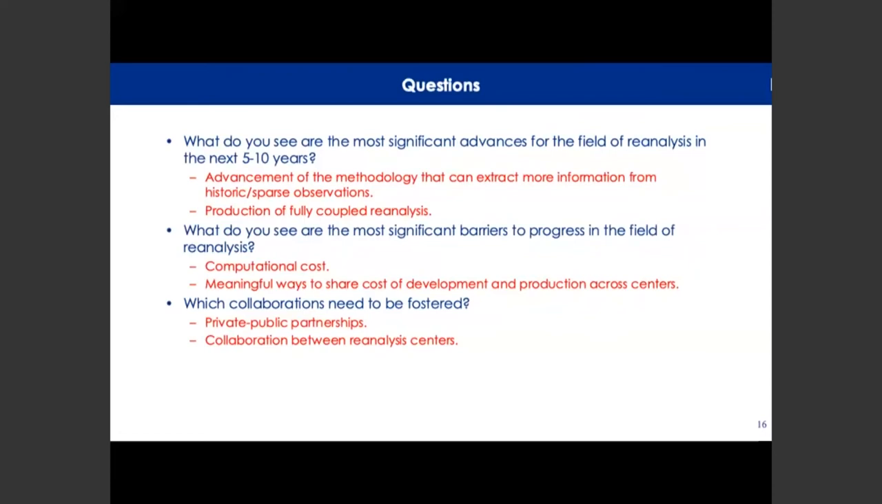What do you see as the most significant barriers to progress in the field of reanalysis? Computational cost poses a significant barrier for us iterating and improving over reanalysis, but also finding meaningful ways to share the cost of development and production across centers. We're replicating a lot of work that slows us down, and it will be great if we can find a way to cut down duplication of effort.